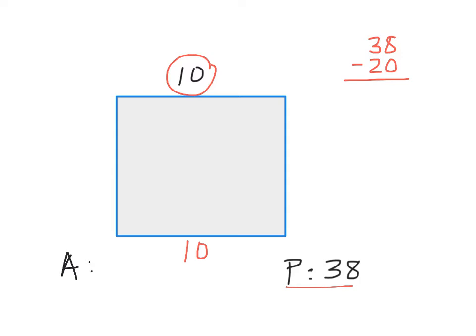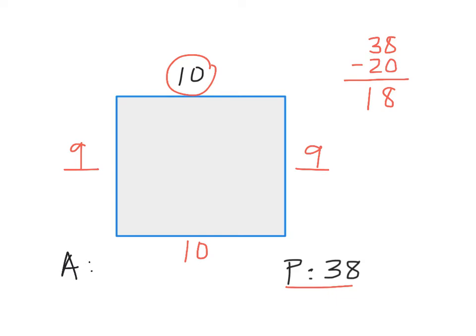And I am left with 18. But my side length is not 18. This 18 has to be divided evenly between two sides. So 18 divided in half perfectly is 9. And the way I check my work is I add them all up to see if it indeed equaled 38. 10 plus 10 is 20, plus 18 is 38. So I did that correctly.